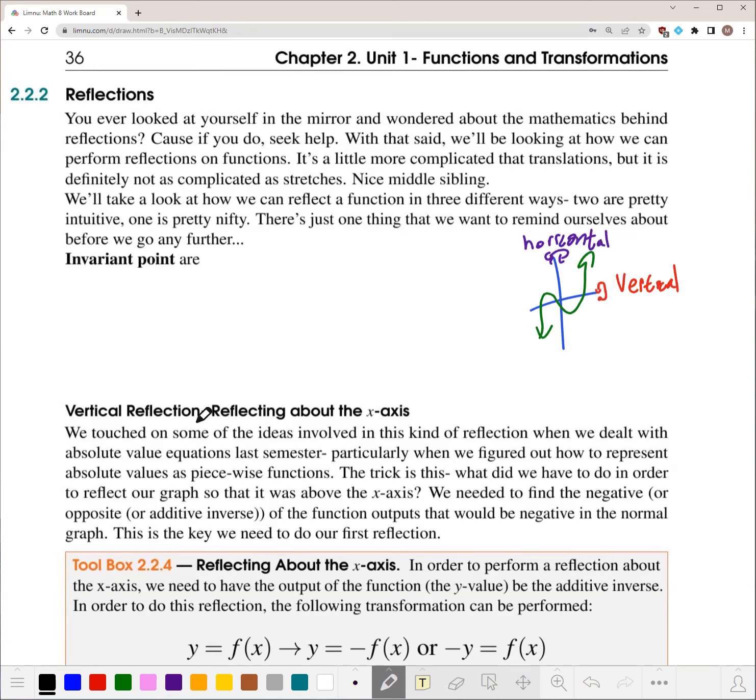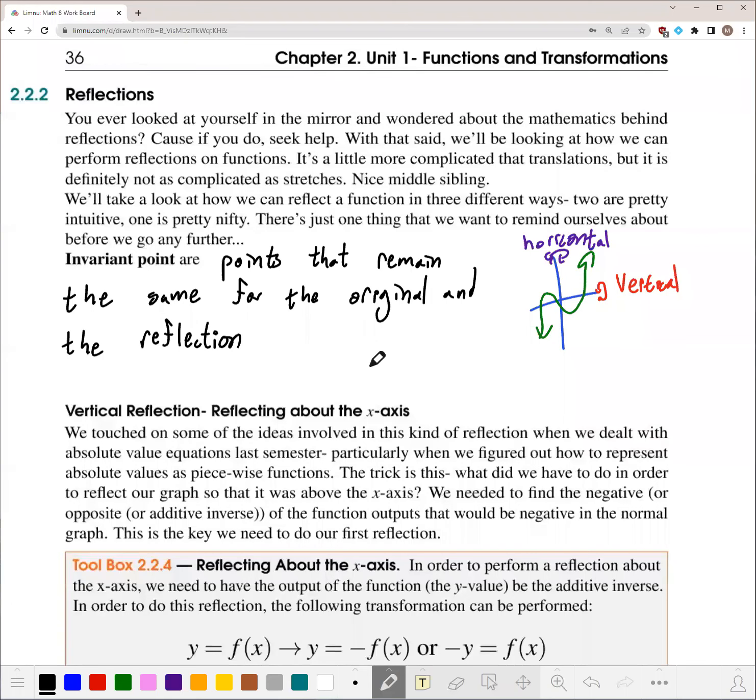But before we do, we need to consider that if you have an axis about which something is reflecting, any of the points on that axis are going to be like the hinge about which we reflect our graph. And so you're going to have points that aren't going to change. These are called invariant points. Invariant points are points that remain the same on our graph and the reflection of that graph. And I'd argue this is a quite intuitive word: invariant, non-variable, not changing. These are points that will stay the same.